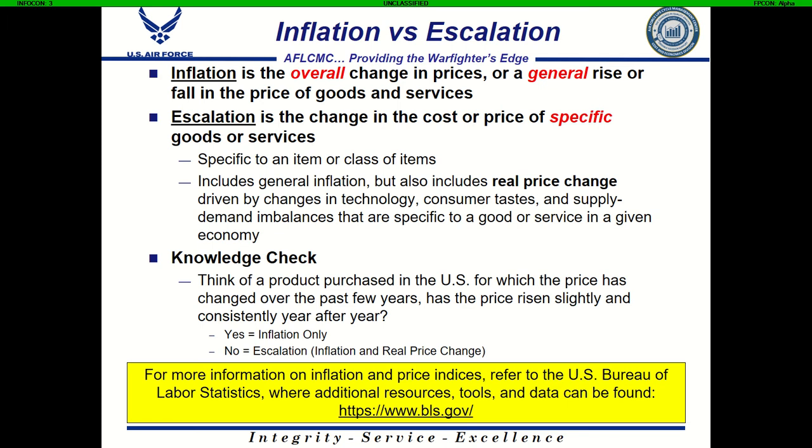And again, the bumper sticker here, a link to the Bureau of Labor Statistics website where you can find a lot of additional resources, tools, and data on the subject of inflation and escalation and indexes.